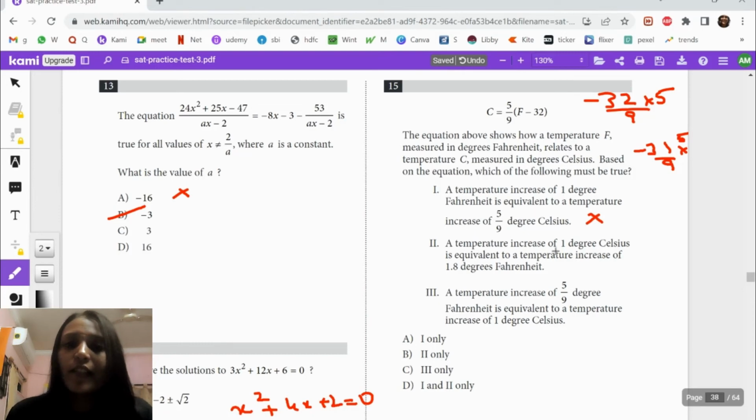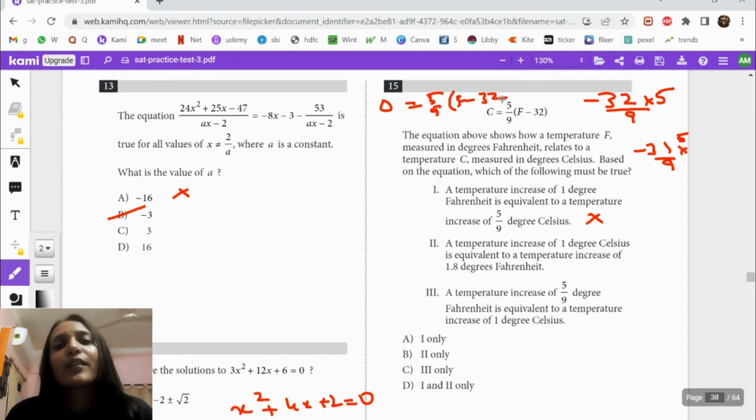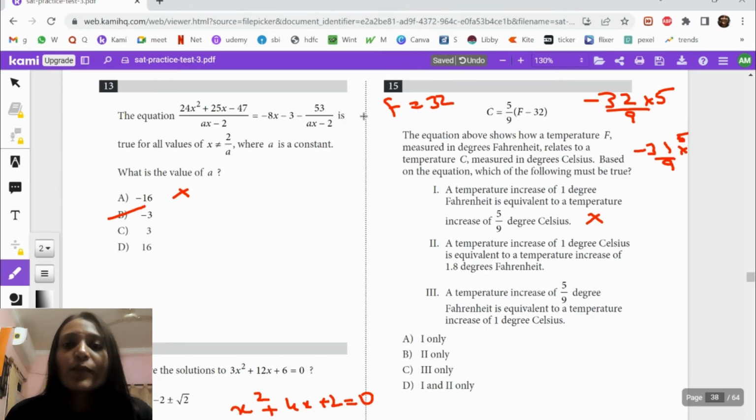The next part is a temperature increase of 1 degree Celsius is equal to an increase of 1.8 degrees Fahrenheit. So we are saying if the temperature in Celsius is increasing by 1 degree, then suppose we have Celsius as 0, then this would be 0 is equal to 5 by 9 into F minus 32, which is going to be, 5 by 9 can be taken out, so 32 Fahrenheit is the value. And if the Celsius is just 1, then that would be 9 by 5 plus 32. So it's increasing by actually 9 by 5, and 9 by 5 is 1.8.